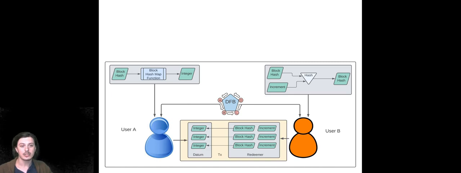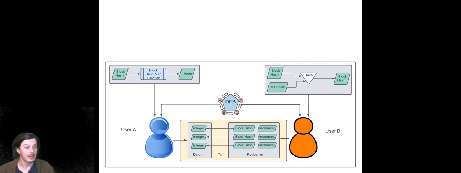While the computation is happening off-chain, the on-chain validation still needs to occur. The hardest challenge of this project was advancing a DFB into its next stage. One party, user A, will provide a set of integers calculated directly from the deterministic finite blockchain.